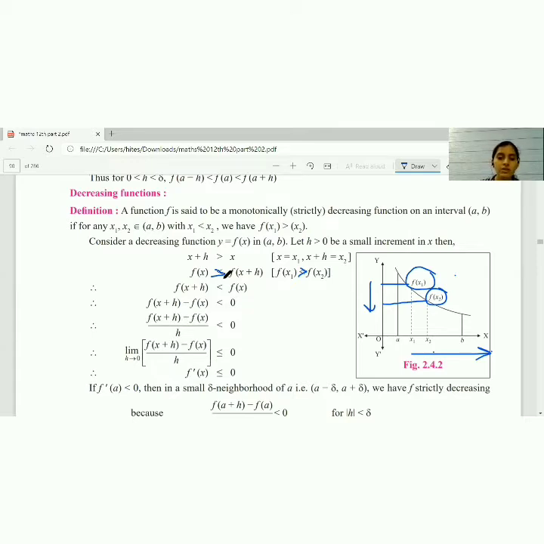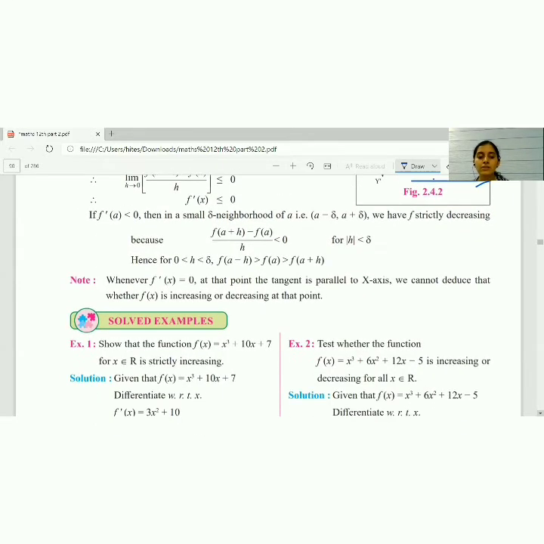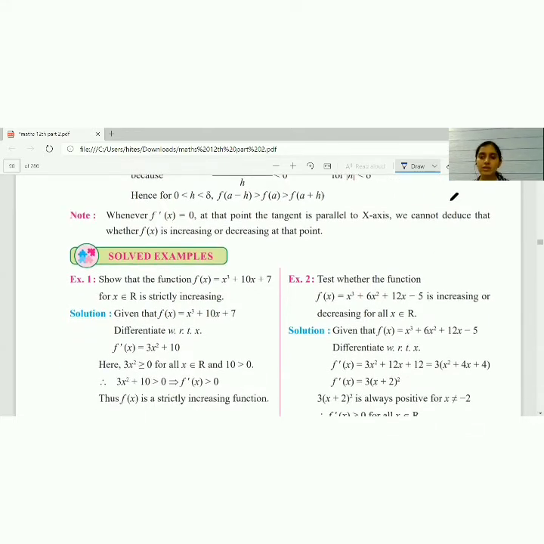That is what you understand by a decreasing function. Though the value of x is increasing, the value of y is decreasing. So in the end, you come down to the same thing: limit h tending to 0, f of x plus h minus f of x upon h, but it says less than or equal to 0. That means the derivative of that function should be less than or equal to 0, then we can call it a decreasing function. Let us take an example to understand the same.